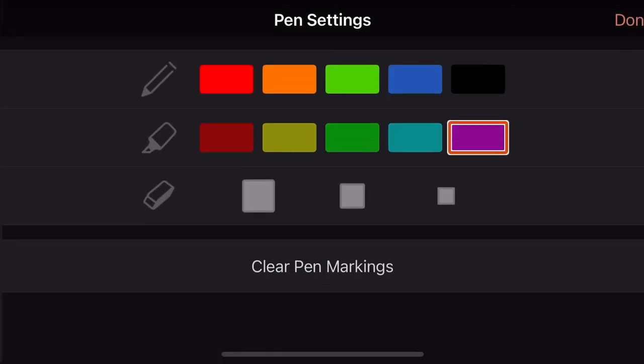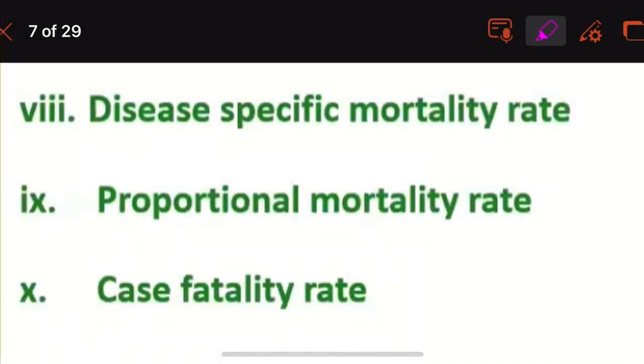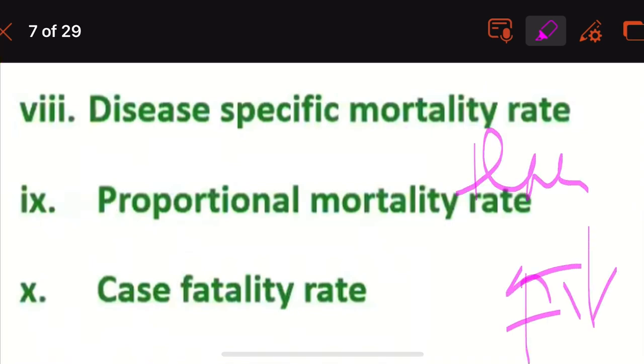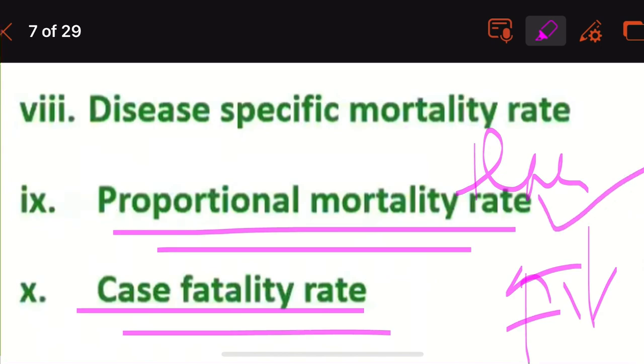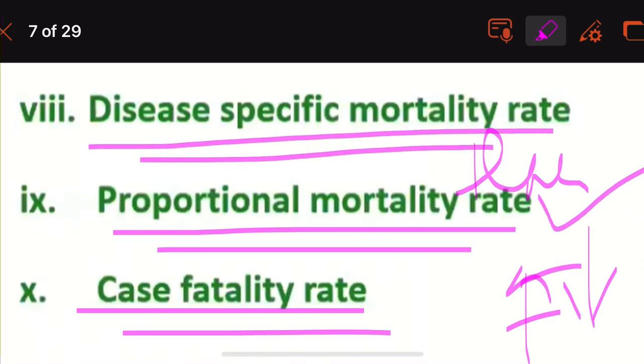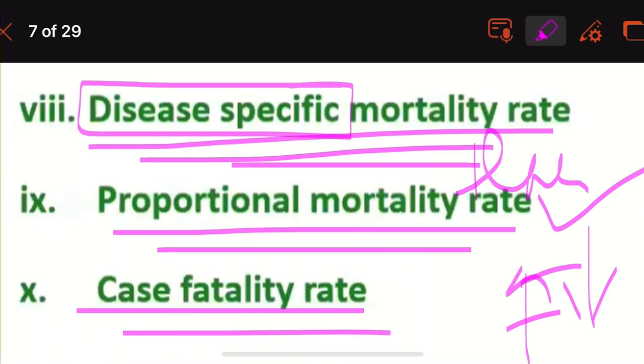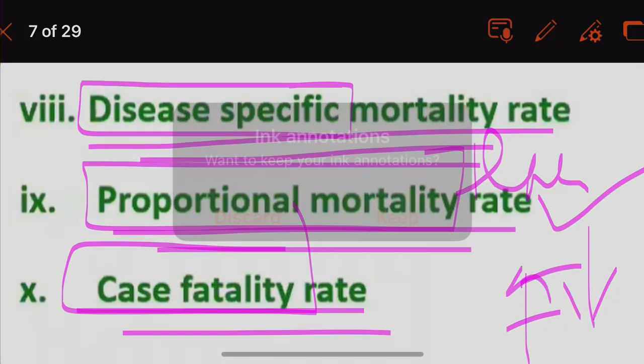Whereas in the other case, for example, we have hemorrhoids. For hemorrhoids, the case fatality will be low. So this is what they mean by case fatality rate. Proportional mortality rate we will deal with in detail. For now you remember the names: disease specific, proportional mortality, case fatality.